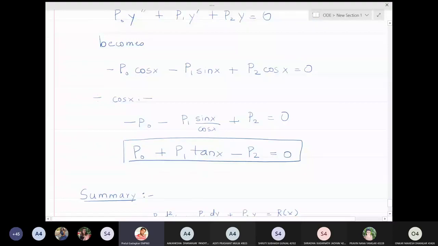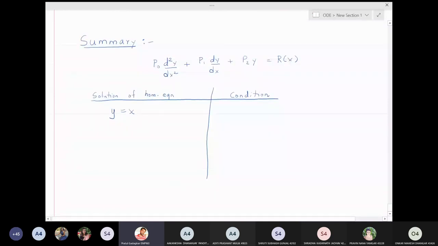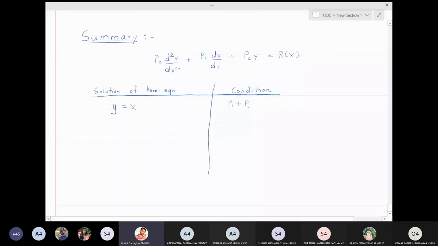Okay, so here I will have, what is the condition? p1 plus p2 x is equal to 0. Second, y equal to e power x will give me p0 plus p1 plus p2 equal to 0. What is y equal to e power minus x? We'll have p0 minus p1 plus p2 equal to 0. Y equal to e power ax in general, where a is any real number. What will the condition be? It is p0 into a square plus a into p1 plus p2 must be equal to 0.